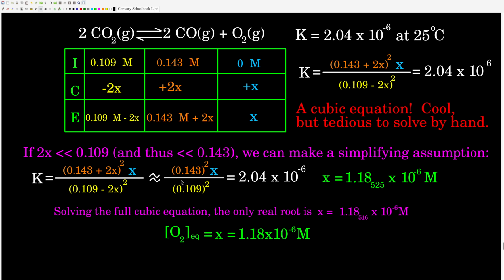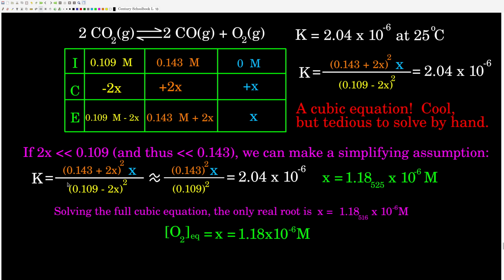So now it's not even a quadratic anymore. All we have to do is rearrange this and we get x, right? Multiply through by 0.109 squared, divide by 0.143 squared, and I get x is 1.18525 times 10 to the minus 6 molar. Our assumption was definitely a good assumption, because 1.18 times 10 to the minus 6, or 2 times that anyway, is certainly a lot less than 0.109.